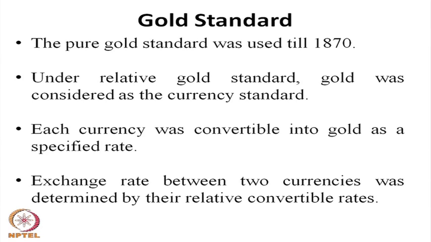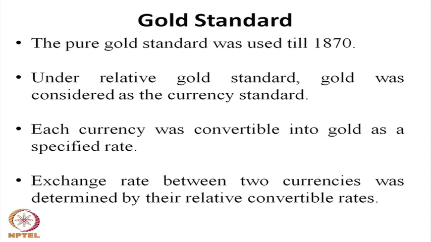However, the relative gold standard currency system also developed. Under the relative gold standard, each currency was converted into gold at a specified rate. Gold was freely imported and freely exported, and the conversion of gold into currency, or currency into gold, was fixed by different countries on the basis of a specified rate. The exchange rate between two currencies was determined by the relative convertibility rate. The relative convertibility rate here means that some country may decide that 10 grams of gold is equivalent to 100 rupees, or some other country, like the US, may decide that 10 grams of gold is equivalent to $200. On that basis, the exchange rate is determined between the US and India.